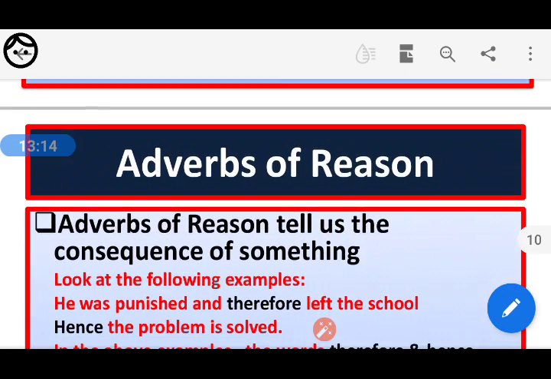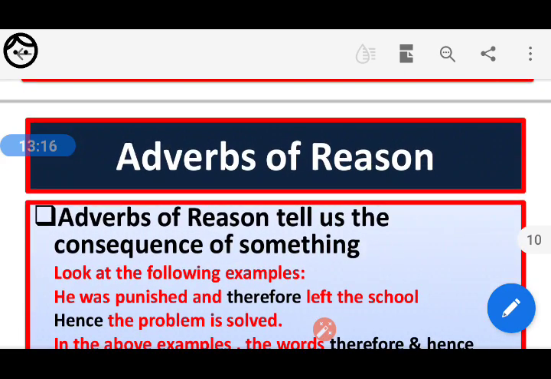Now, adverbs of reason. Adverbs of reason tell us the consequence of something. For example, you do something and you get a result for that, and that is called the adverb of reason. The word you use there for that very result is the adverb of reason. Now you see these examples. He was punished and therefore left the school. When he was punished, the result came: the reason was therefore he left the school. Therefore is the adverb of reason.